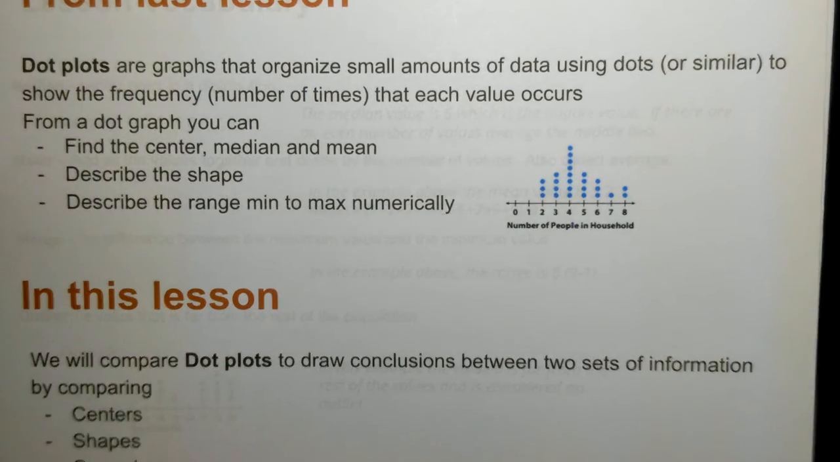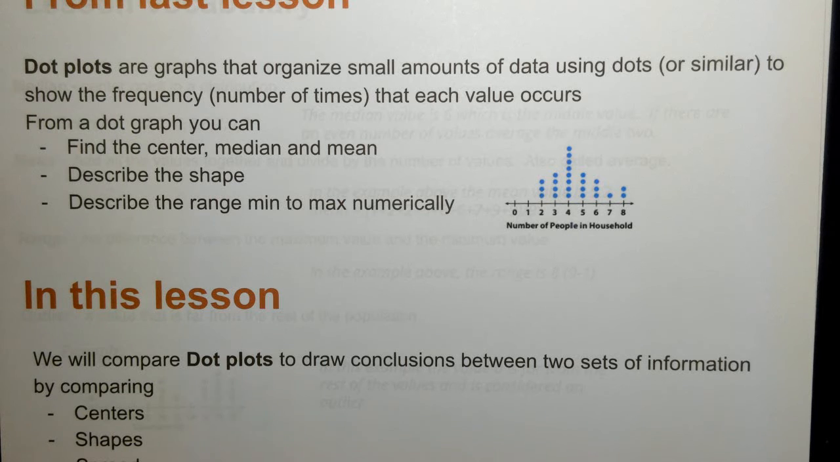So from our last lesson, we remember that dot plots are graphs that organize small amounts of data using dots or something similar. You can get creative to show the frequency or the number of times that each value occurs. So this is an example from the last lesson, number of people in a household. And from a dot graph you can find the center using either the median, which is the middle point, or the mean, which is the average.